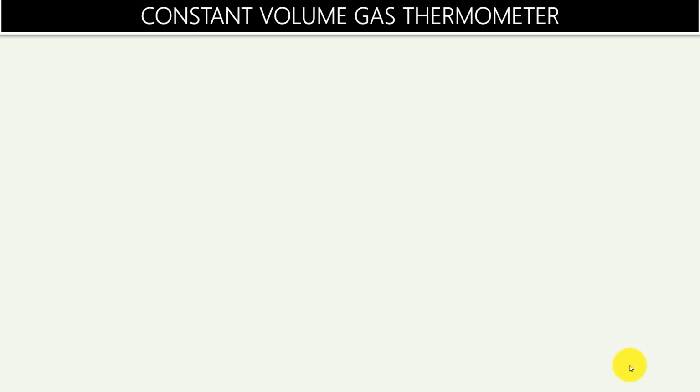Now let's look at the constant volume gas thermometer. Like the name suggests, the volume has to be constant, and we have a gas. That means we are going to vary the pressure. So we are going to look at the variation of pressure at constant volume, so we can use that to determine the temperature. The pressure of a fixed mass of a gas at constant volume is a thermometric property used.